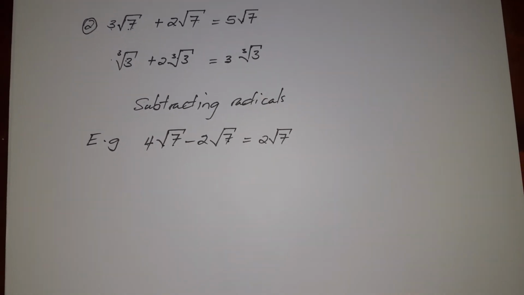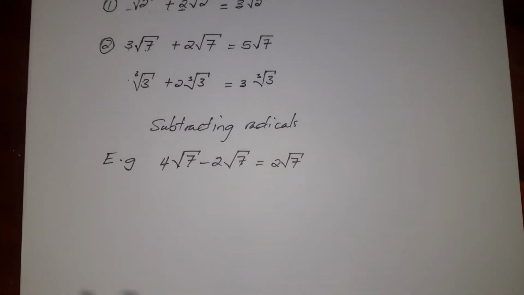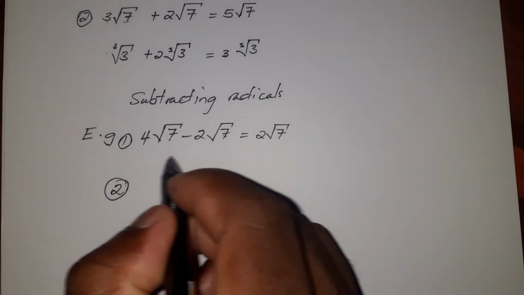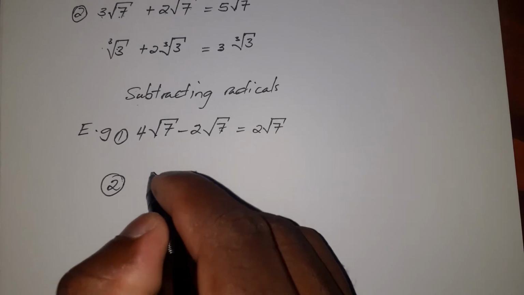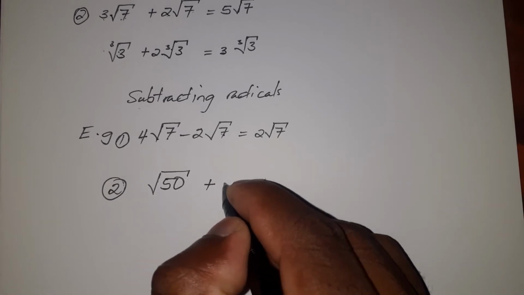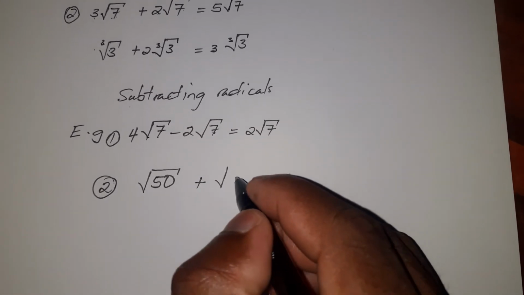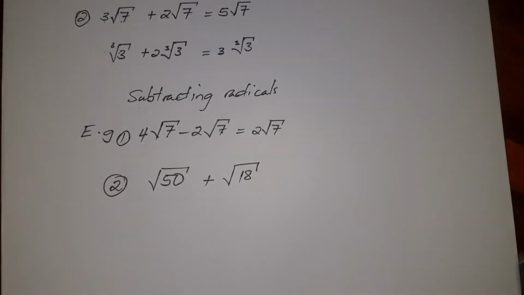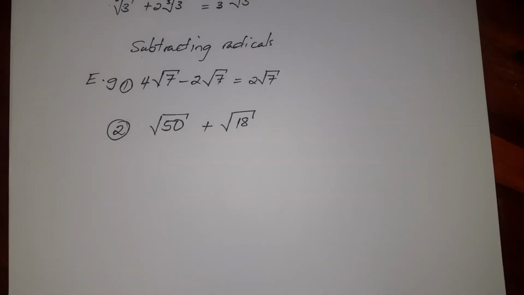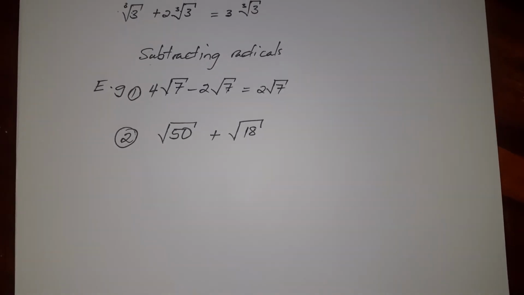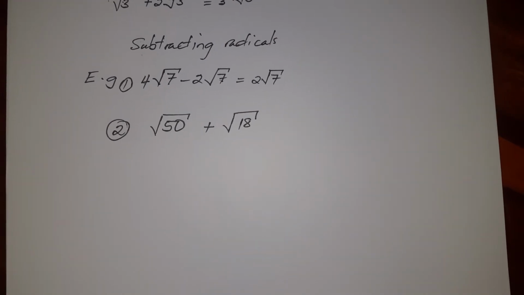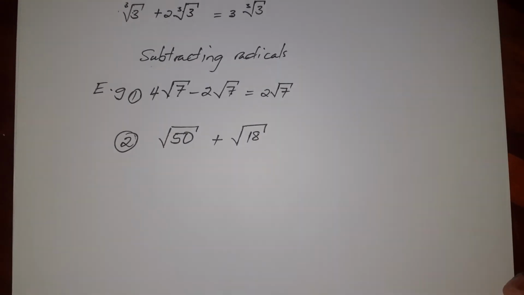Now let's say we have, I give another example here. Okay, this one is not really adding, not really subtracting, but this one is adding. Let's say we have square root of 50 plus square root of 18. What do we do with these radicals? Do we add them? Now here what we need to do, you have to bring in the concept of prime factors. We cannot add them the way they are.